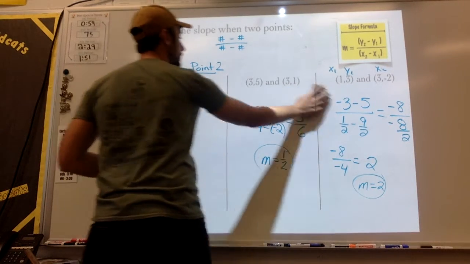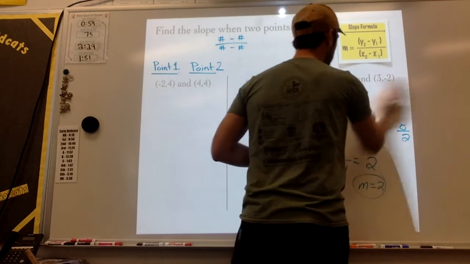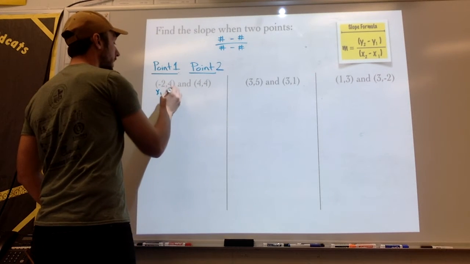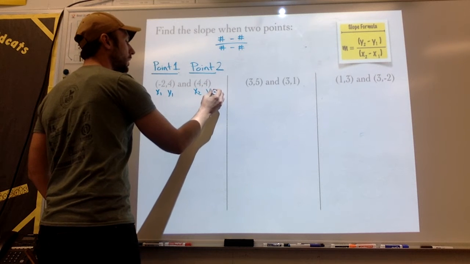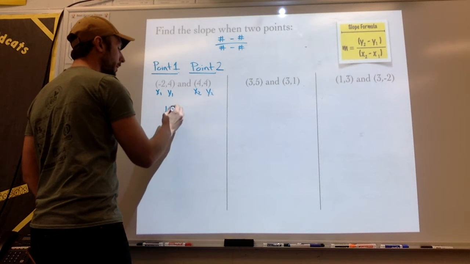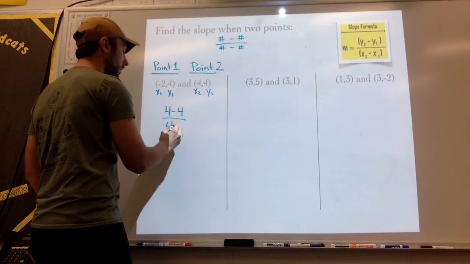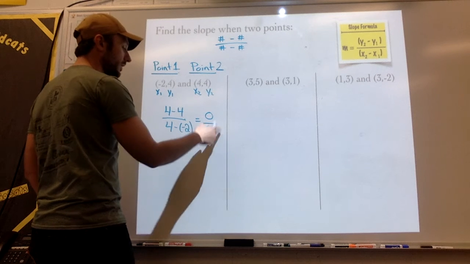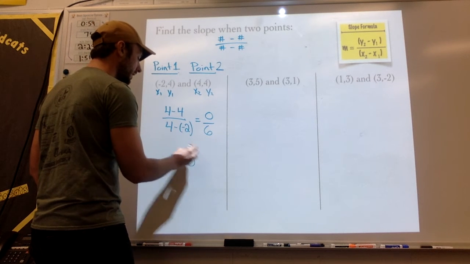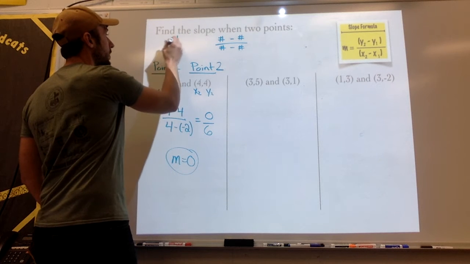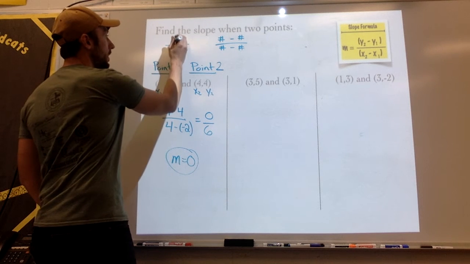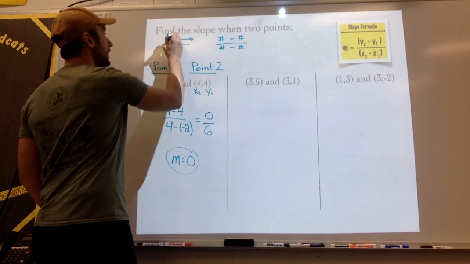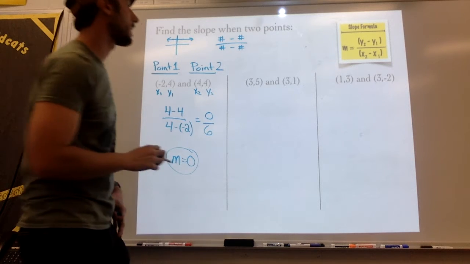On this one over here, I'm going to have -2, 4, and 4, 4 as my second point. So I'm going to have x sub 1, y sub 1, x sub 2, y sub 2. So I'm going to have 4 minus 4 all over 4 minus a -2. That leaves us 0 over 6. And 0 divided by 6 is 0, so this line has a slope of 0. And if we do a little graph on this one, I'm going to go left 2, up 4, right 4, up 4, and what type of line is that right there? It's a horizontal line, that is a zero slope.